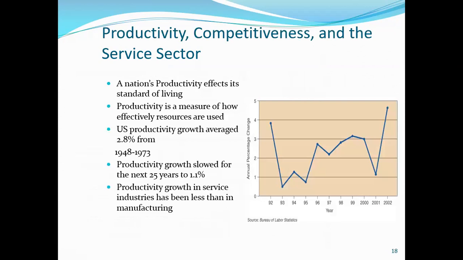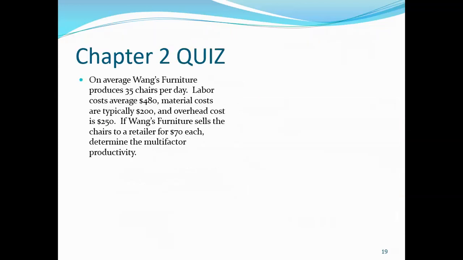And for service, a nation's productivity affects our standard of living. It's a measure of how effectively the resources are used. US productivity growth is about 2.8%, but it has slowed to 1.1%. And in service, productivity grows even slower. So that's it for chapter 2.